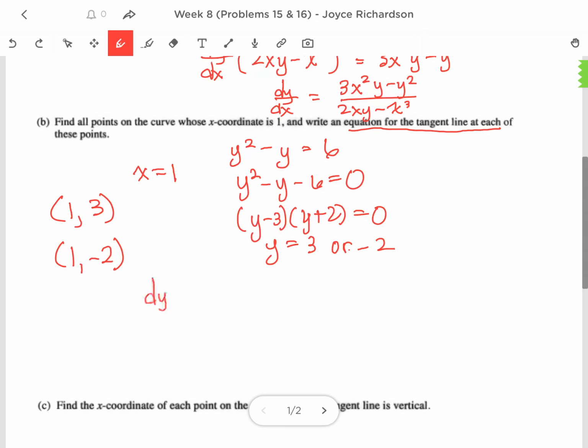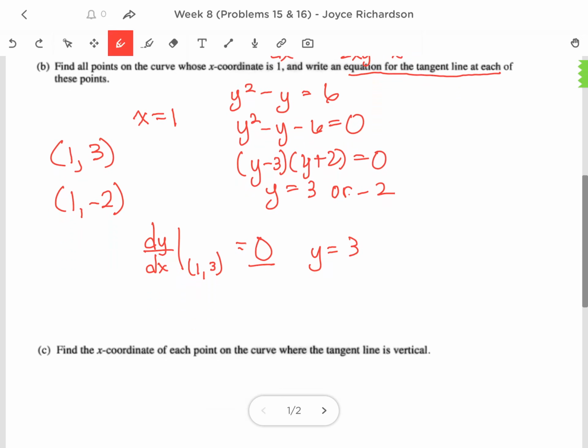So I need to go find the slope. If I do dy/dx evaluated at the point 1 comma 3, I believe I end up getting that slope is 0. Well, if the slope is 0, that's a horizontal line, so it's just the equation y equals 3. Those of you who wrote out y minus 3 times 0 times the quantity x minus 1, why? Can we just recognize that a slope of 0 is a horizontal line? Horizontal lines are written y equals. That'd be great.